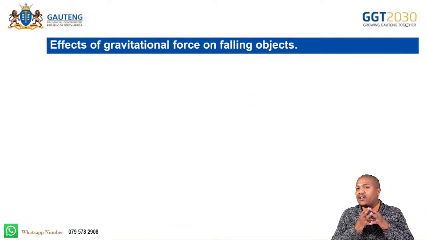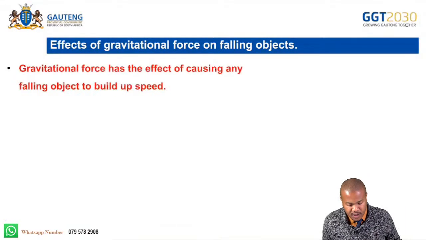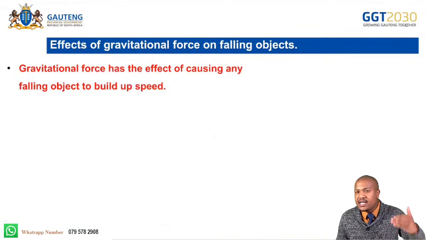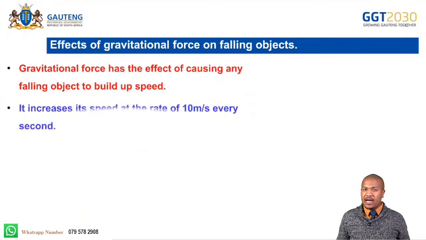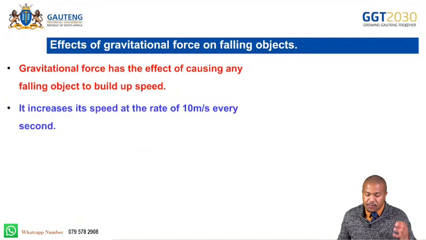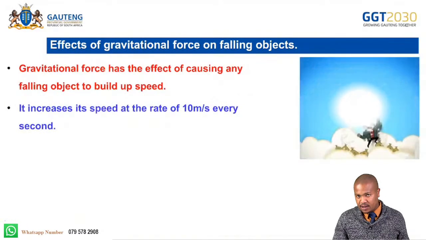Are we together? So objects, when they are falling, build up speed as they go down. We say that gravitational force has an effect on falling objects, as it causes these falling objects to build up speed, and it increases its speed at the rate of 10 meters per second every second.